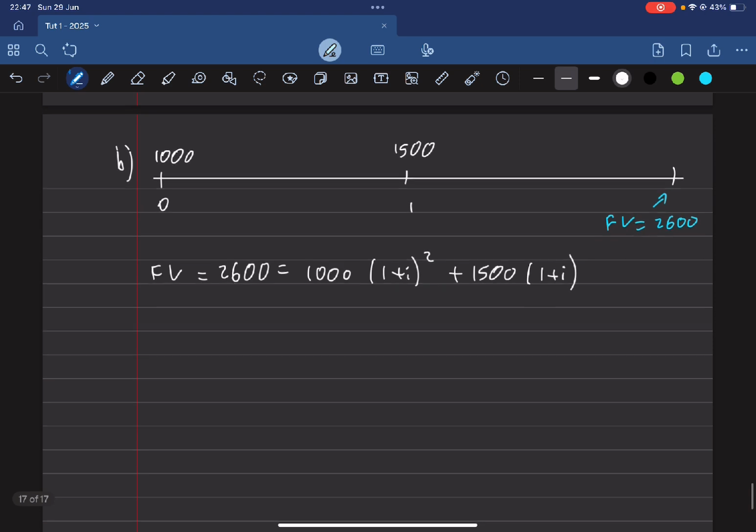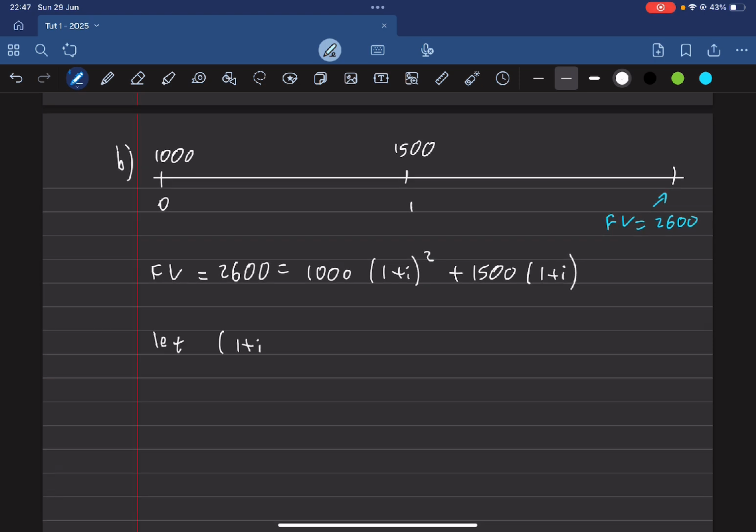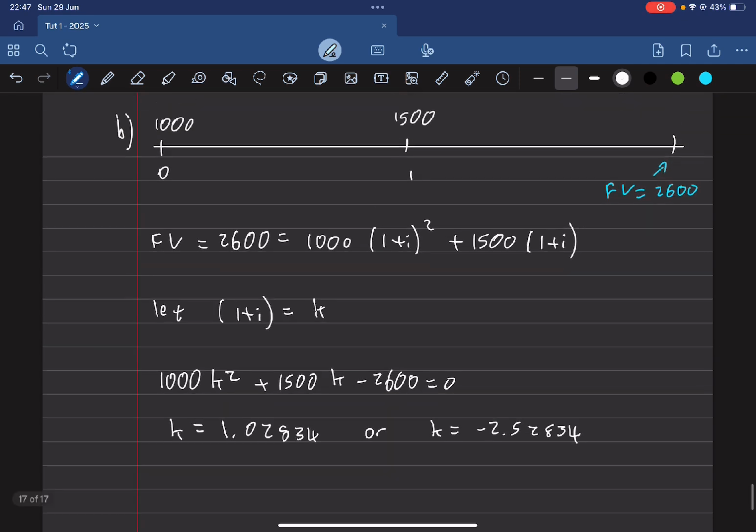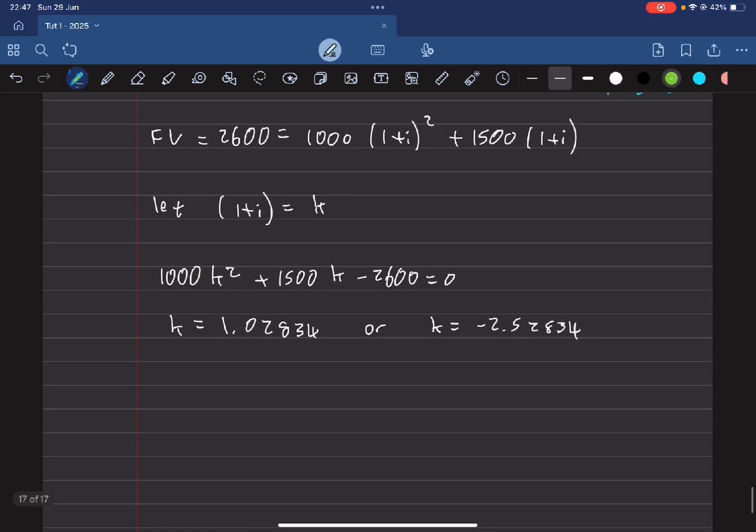Okay. And again, this looks like a quadratic. So I'm going to say let 1 plus i equal k. So we're going to get 1,000k squared plus 1,500k minus 2,600 equals 0. Using the quadratic formula, we get k equals 1.02834, or k equals negative 2.52834. Okay, and again, this doesn't make sense because interest rates we assume are always positive, and if it's negative, then your interest rate can't be positive. So we're going to say this one is again not applicable. So we're only going to use that one.